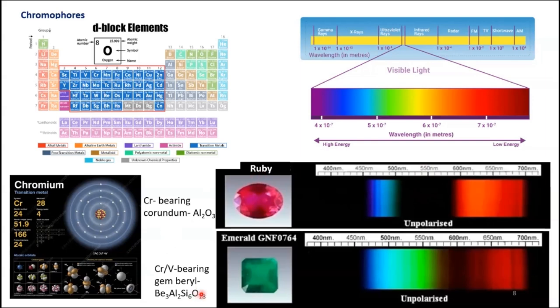Here is another example. This one is emerald. Emerald is a type of beryl. Here is the normal chemical formula. The essential constituents are beryllium, aluminium, silicon, and oxygen. Without these elements, you cannot define this mineral. These are the essential chemical constituents.